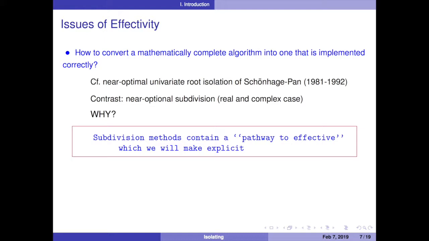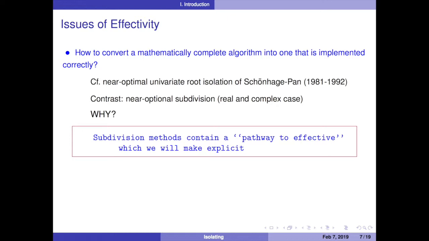So I want to say how I see effectivity. As I said, effectivity is really a very serious problem. Most of the algorithms we have out there on real numbers are simply not effective. How do we convert a mathematically complete algorithm into one that is implemented correctly? Here I'm referring to a classic example in my mind: Pan and Schoenhage, their work on univariate root isolation. We have known an optimal algorithm for a long time, but we still don't know how to implement it. It's an effectivity issue.